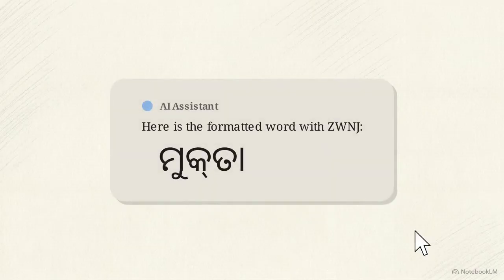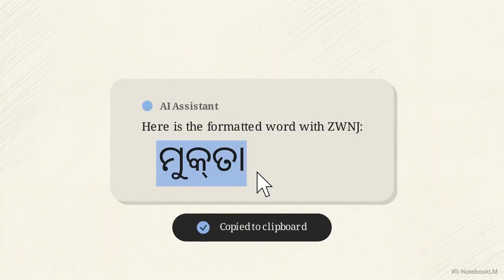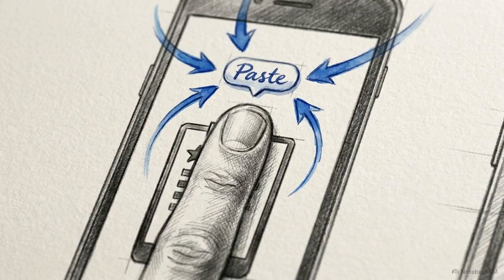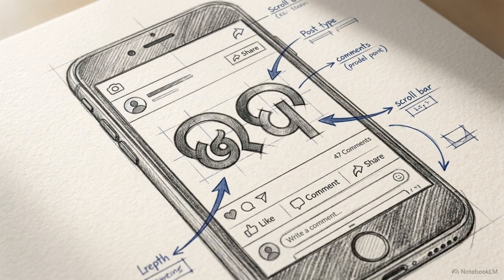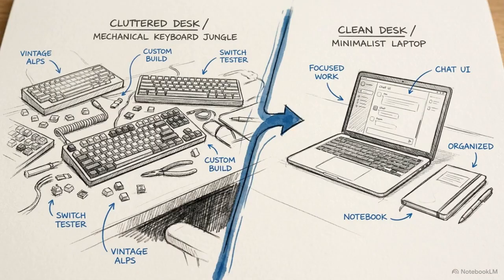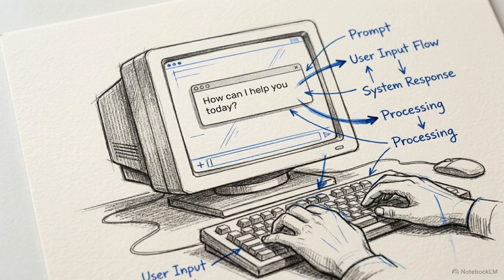Once the AI generates the word, you just highlight it and copy it straight from the chat interface to your device's clipboard. From there, you paste the properly formatted text into your final destination, whether that is a standard Word document or a social media post. Relying on ChatGPT for this process removes the friction of complex keyboard configurations. It makes invisible Unicode commands accessible through plain English instructions.